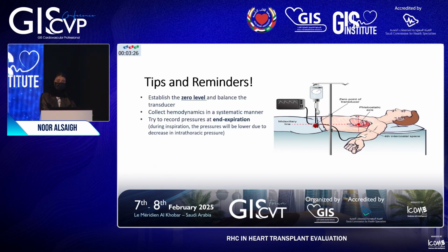So these are tips and reminders for the right heart cath procedure: always make sure to establish the zero level and balance the transducer, and always try to record pressure at end expiration. Why is that? Because during inspiration, the pressure will be lower due to the decrease in the intrathoracic pressure.